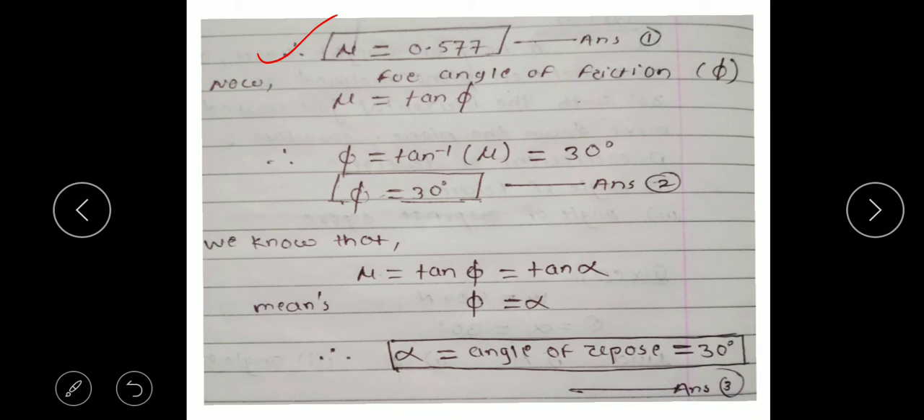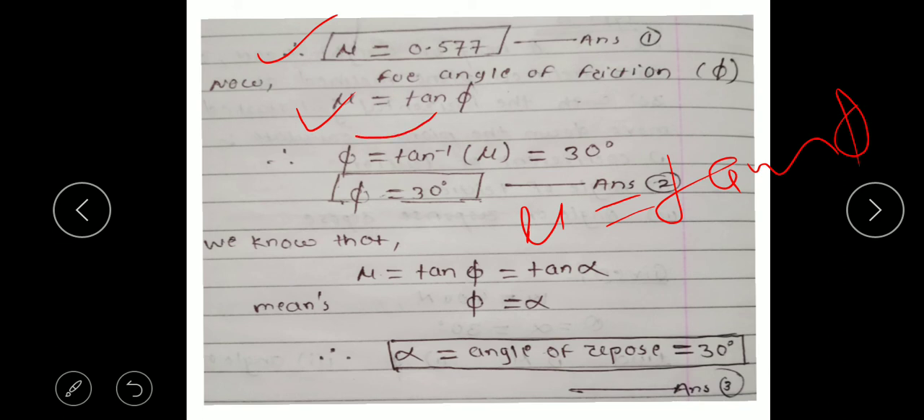Now for the angle of friction, which means phi. We have already seen in the formulae that mu is equal to tan phi. Here is the equation, so put the value of mu. If you shift the tan to the other side, tan inverse mu, so phi is equal to tan inverse mu, and the mu value is 0.577. Then finally we will get the answer, phi is equal to 30 degrees. So this will be the second answer.